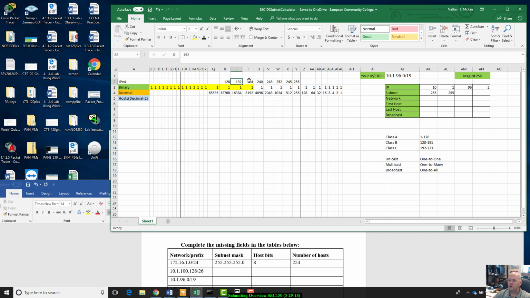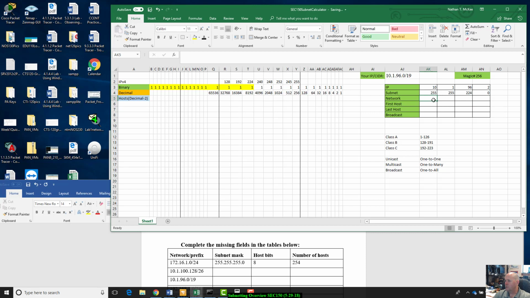Half of 64 is 32, so 192 plus 32 is 224, and so on. Half of 32 is 16, half of 16 is 8, half of 8 is 4. See how these are going up by 4, by 2, by 1, and then you won't have 256. So 16, 17, 18, 19 is going to be 224.0.